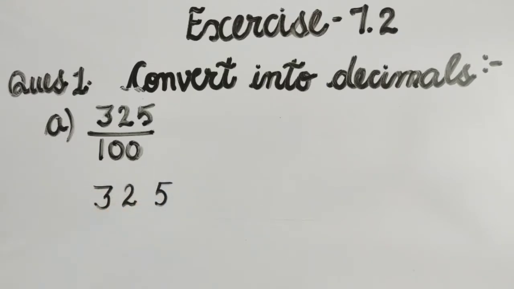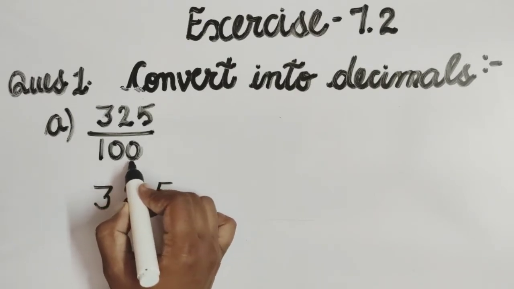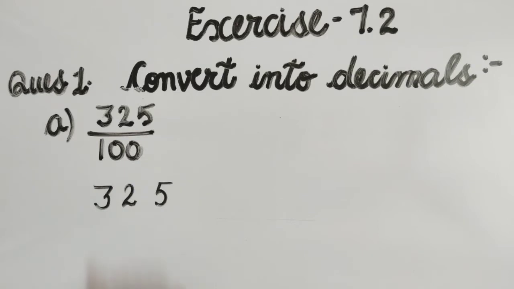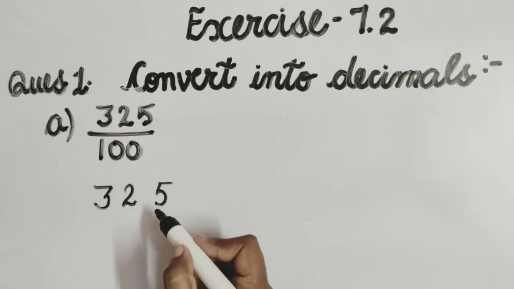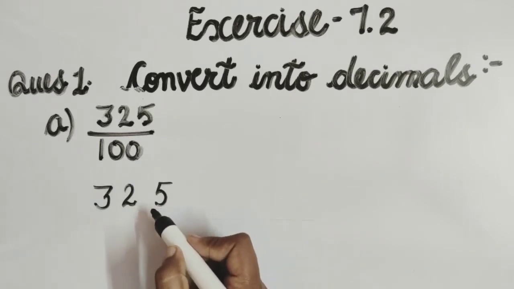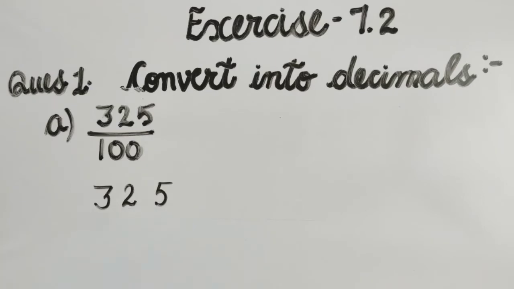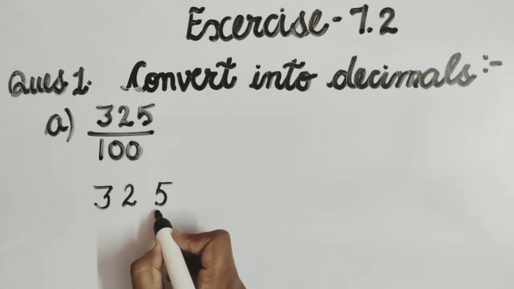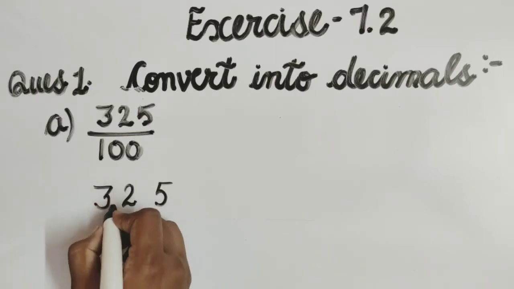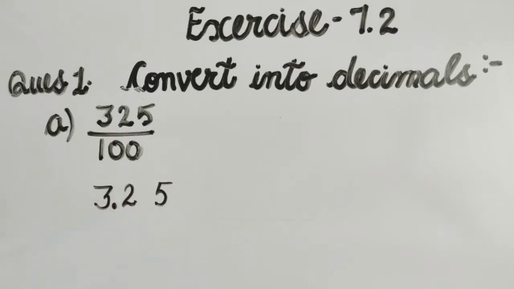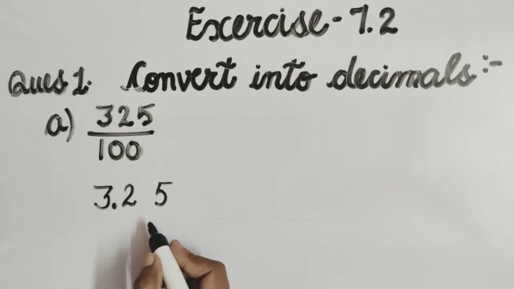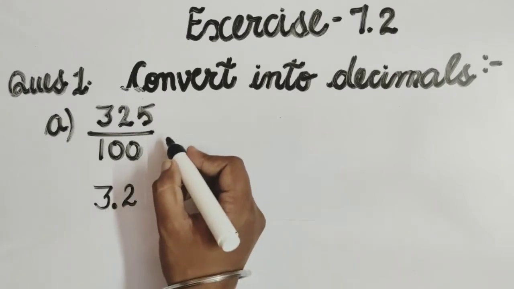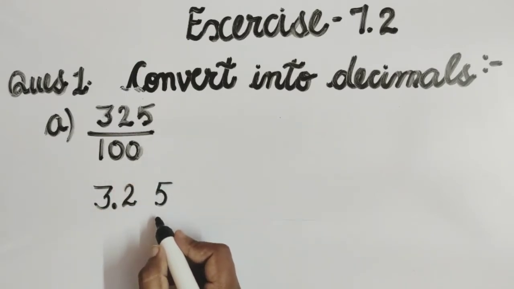325. Students, we have to check from the last. As in the denominator two zeros are there, so in the numerator, from the last we will count 2 digits and then put the dot. 1, 2, and this is the dot, or we can say point. Then this is our final answer. In this way, we have to convert a fraction into a decimal.